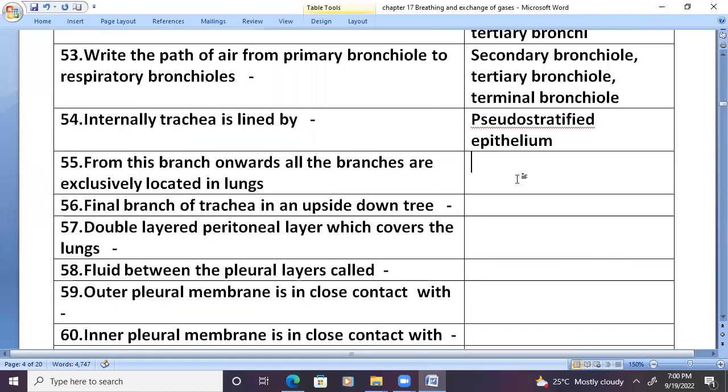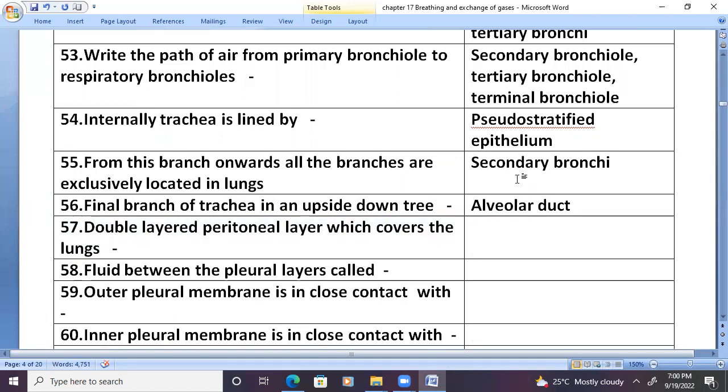From this branch onwards, all the branches are exclusively located in the lungs. From the secondary bronchi onwards, you'll find everything in the lungs. The final branch of the respiratory tree, an upside-down tree, is the alveolar duct.